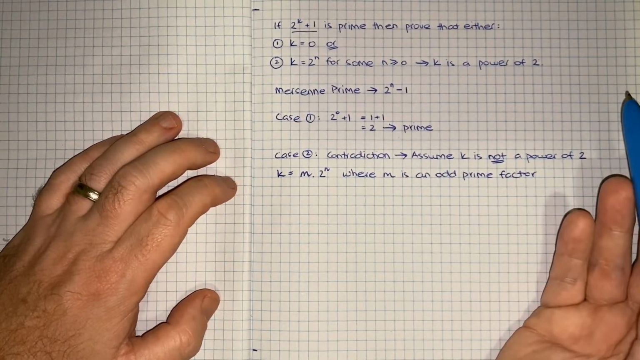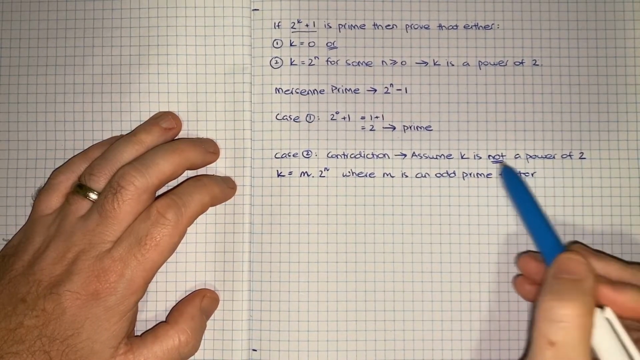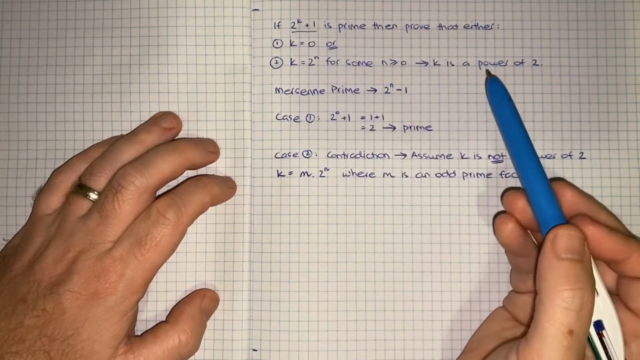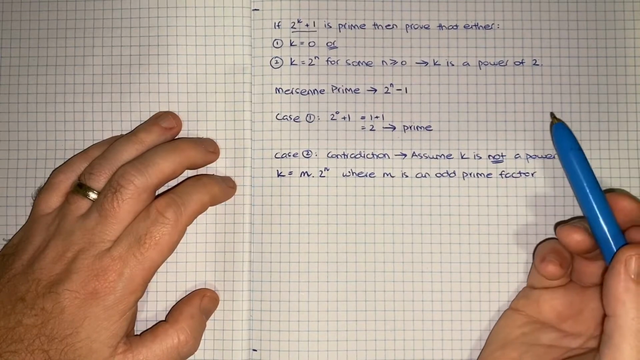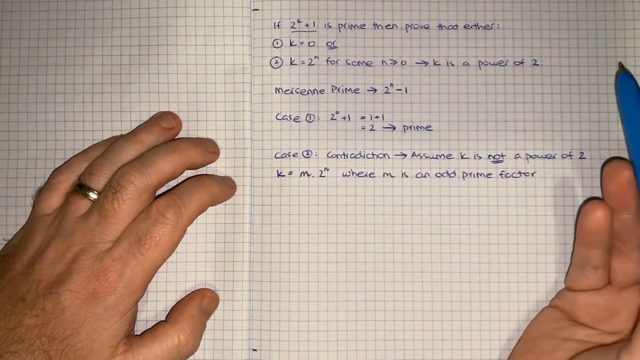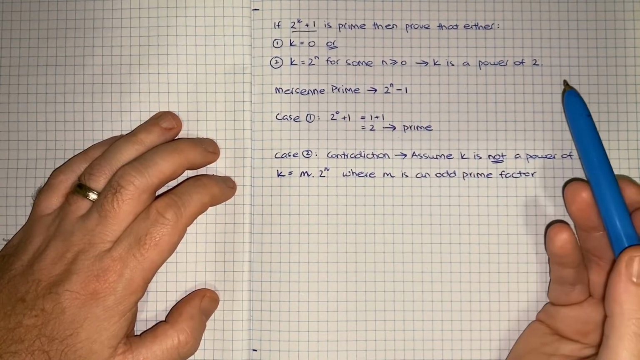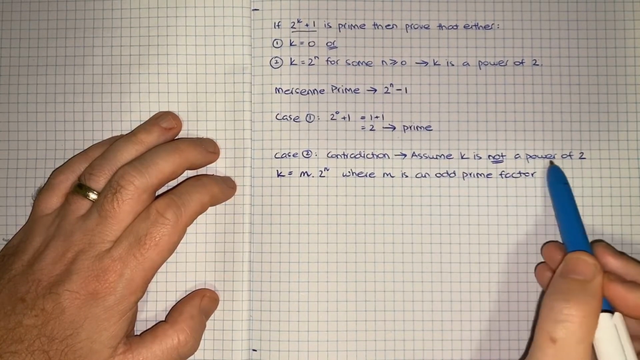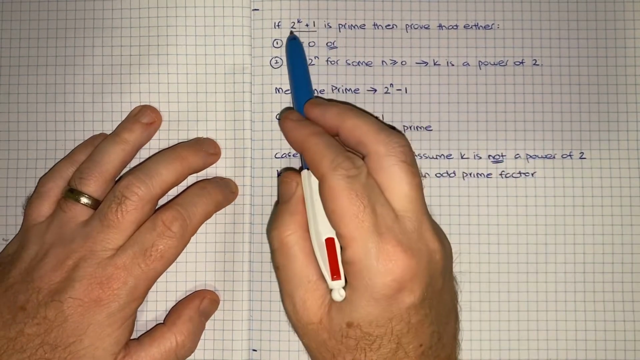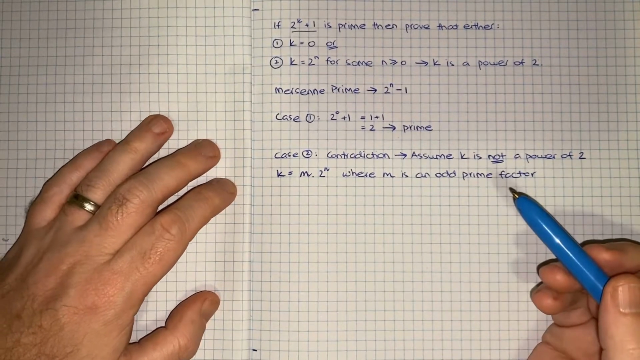And here the contradiction will, hopefully you can see, be that if we make this assumption that k is not a power of 2, then this 2 to the k plus 1 won't be prime. Or in other words, we can find another factor that is not 2 to the k plus 1 or 1. In other words, it's not 1 or the number itself, there's some other factor. And if we can show that when this assumption is made, then we can conclude that the reverse must be true, that if this is going to be prime, then it must be the case that k is a power of 2. So that's the basic logic.